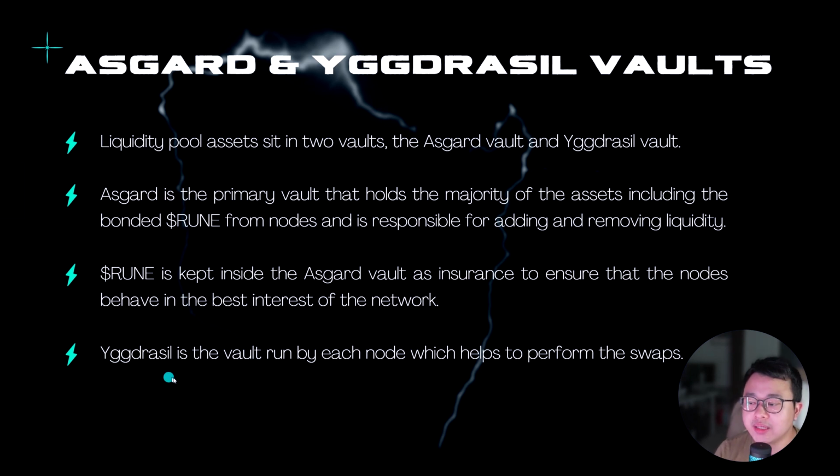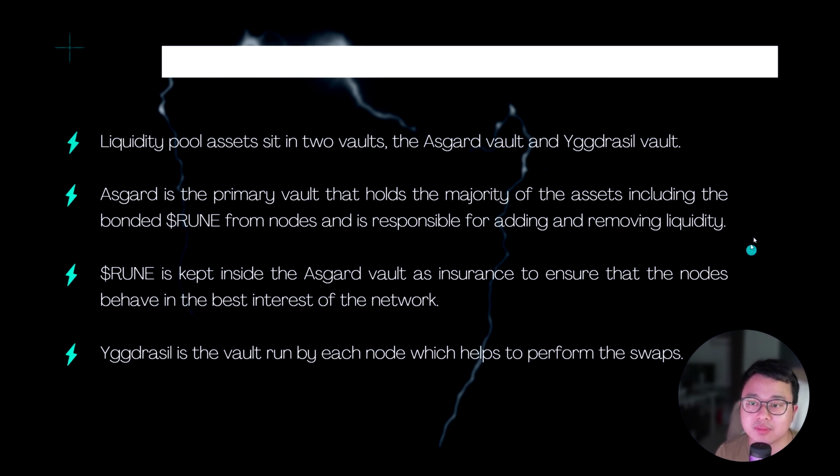The smaller Yggdrasil Vault is run by each node, which helps to perform the swaps. These are usually lighter transactions, and therefore the whole vault can be a bit smaller. This is meant to be the more active vault, and the Asgard Vault is meant to be the slower-moving passive vault that only handles adding and removing of liquidity most of the time, although it does do some swaps when the Yggdrasil Vault doesn't have enough liquidity for that.